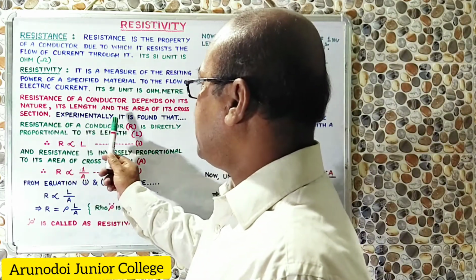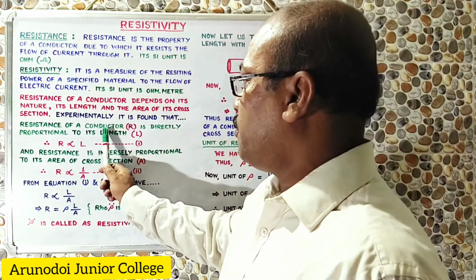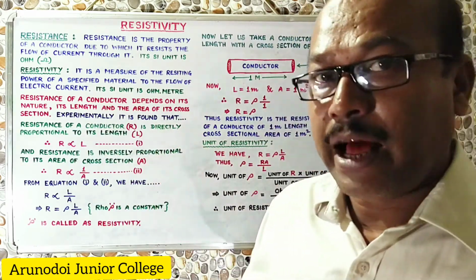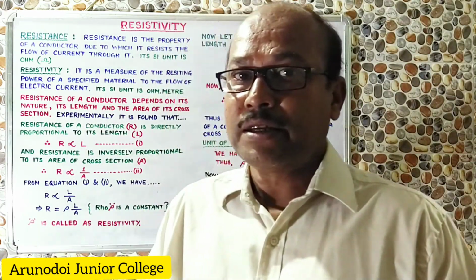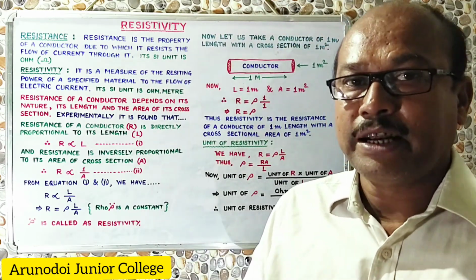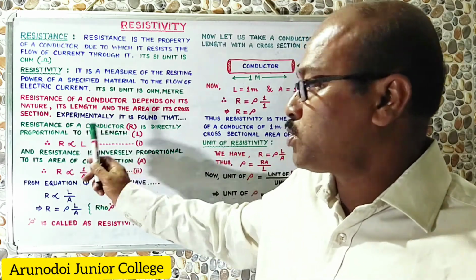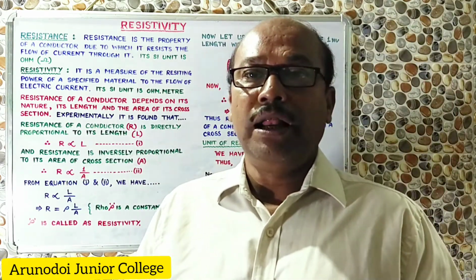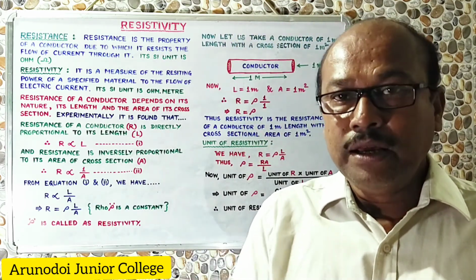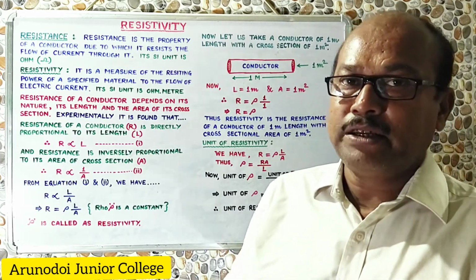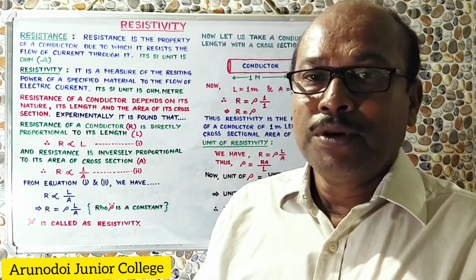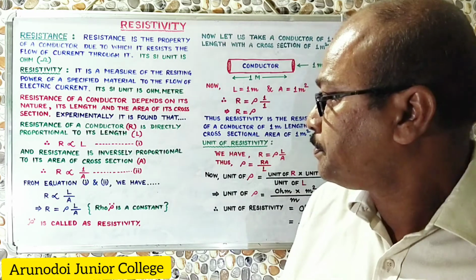Experimentally it is found that the resistance of a conductor, R, is directly proportional to its length, L. If R is the resistance and L is the length of the conductor, mathematically we can represent it as R is proportional to L. This means if the length of the conductor increases, the resistance also increases, and if the length decreases, resistance decreases. If the length becomes double, the resistance also becomes double.